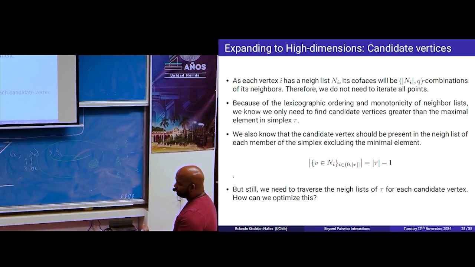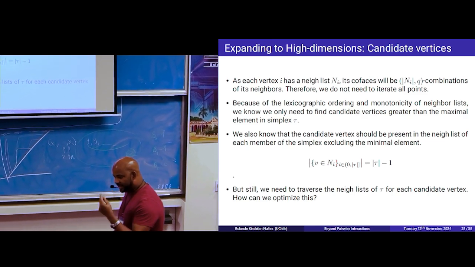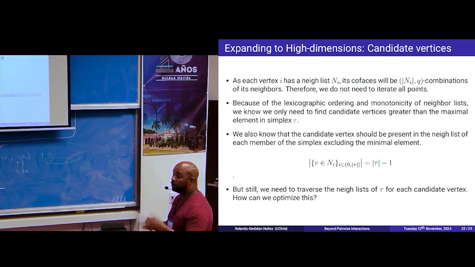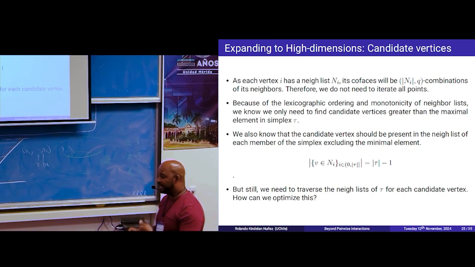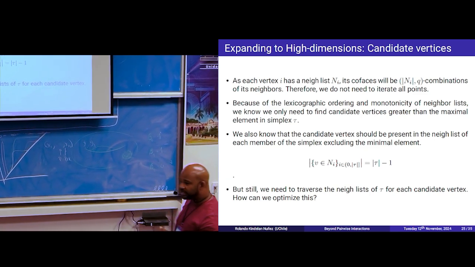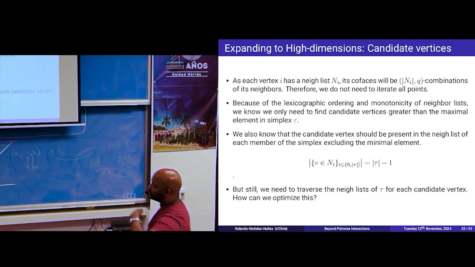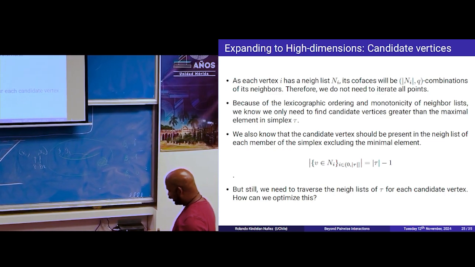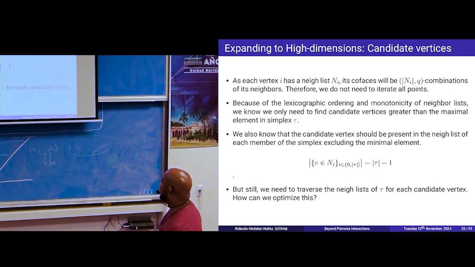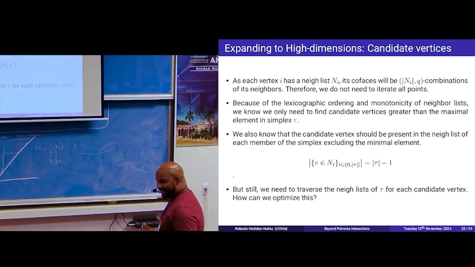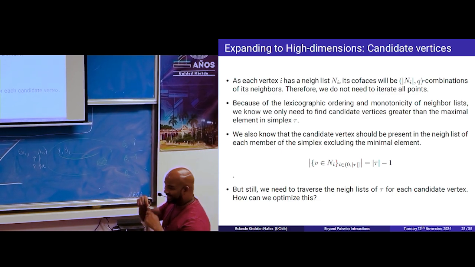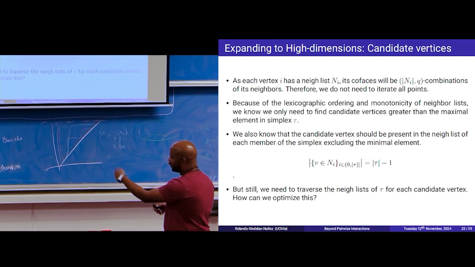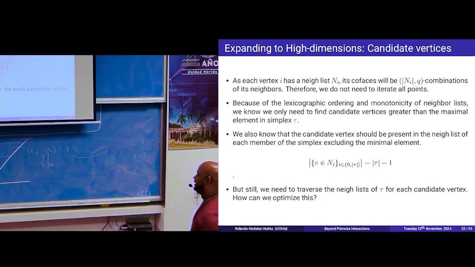So that means that if we can get a fast way to ignore things that we know will not belong to the complex, and remember that every time we skip one simplex, we also skip all the possible cofaces of that simplex. So we remove too many things. But there is another challenge. We need to traverse the neighbor list of each element that we want to search. So we need to optimize that too.